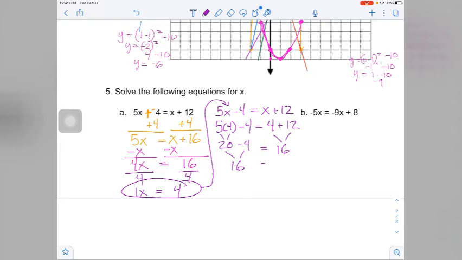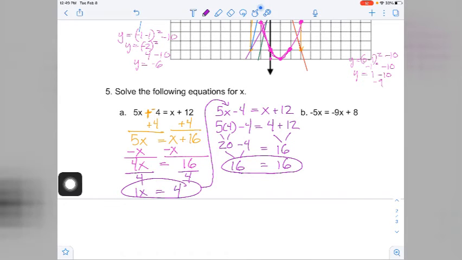And then 20 minus 4 is also equal to 16. So both of these sides are equal. And so what this proves is that when x is 4, my two sides are equal. That makes this statement true. So the fact that these are equal does not mean my answer is 16. It means that 4 is the correct value for x.